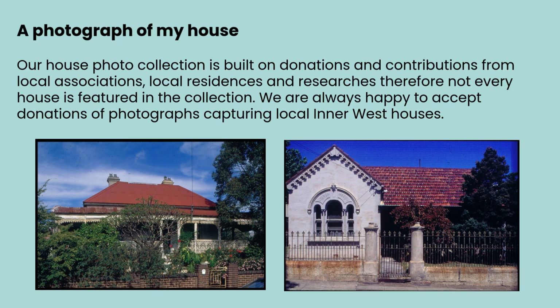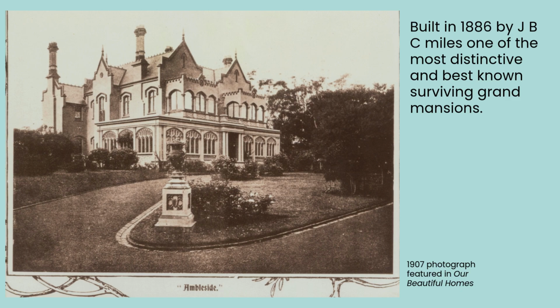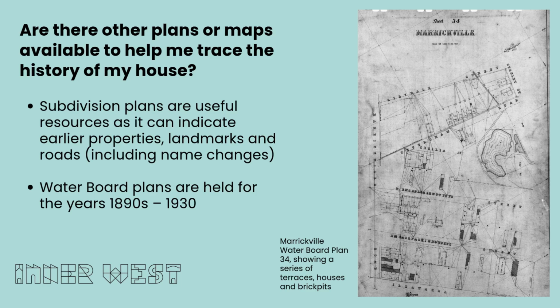If there is a photo of your house, we have a collection of digitised and searchable photographs in our photo collection, as well as a selection of street and house images. But not every area is recorded, seeing it is built on donations and contributions from local associations, residents and researchers, and we are always looking to add more to our collection. House plans can also be available for various suburbs. The plans and maps that are available include subdivision plans, waterboard plans.